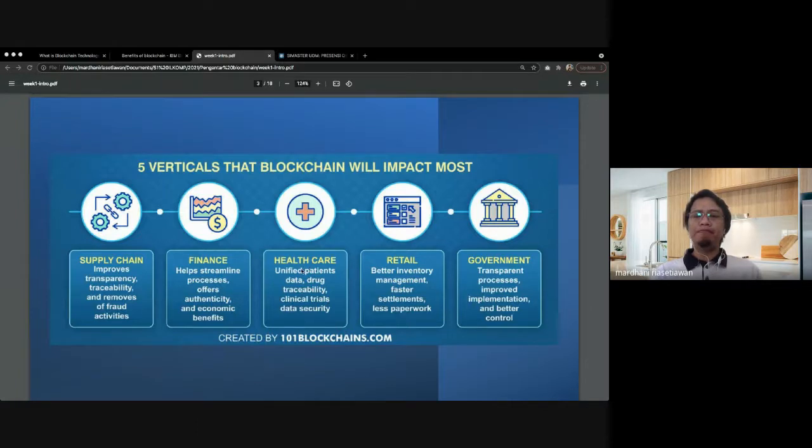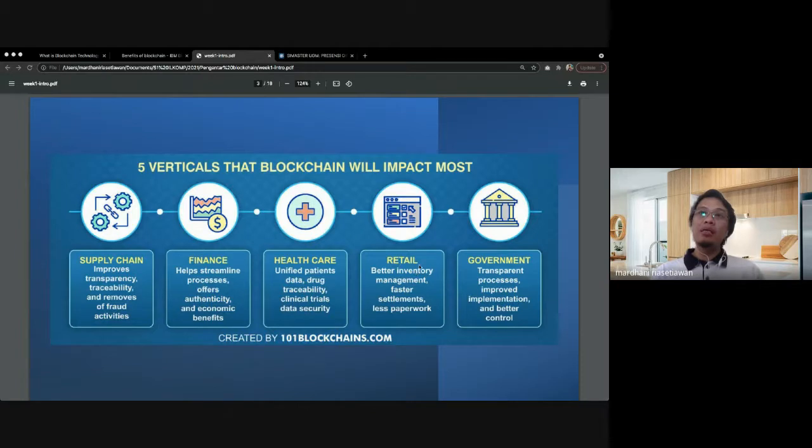I also have one student who now takes a skripsi or thesis using the blockchain for unified patient data in one of the healthcare facilities. So I think that's also a good thing that the computer science students now want to do research on this issue. I think it's very important.